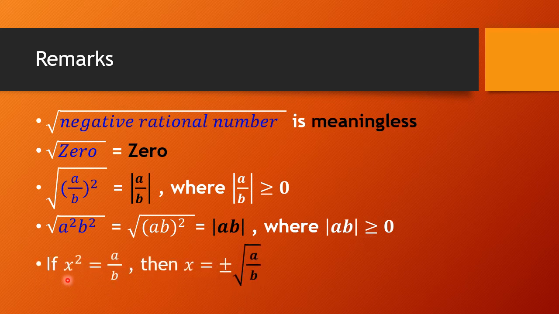And the last one: if x power 2 equals a over b, any rational number, then when we want to get x, it will be equal to positive or negative square root of a over b.